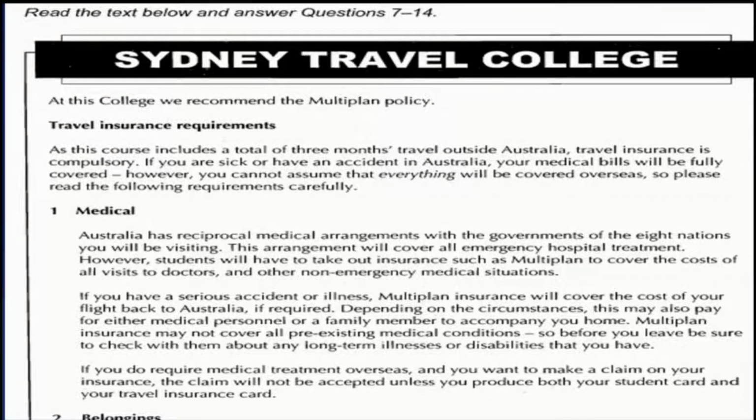A student traveling overseas, of course, is under medical. So these arrangements will cover all emergency hospital treatments. So that definitely will be option A, covered by government arrangements, because the beginning of that paragraph says Australia has reciprocal medical arrangement with the governments of the 8 nations you will be visiting. So that's covered by the government arrangements.